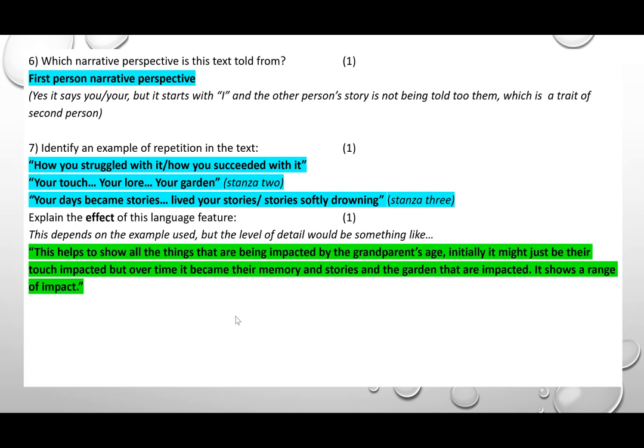Initially, it might just be their touch impacted, but over time it became their memory and stories and the garden that it impacted. It shows a range of impact. So that's a good level of detail.